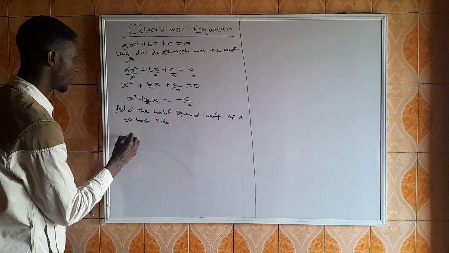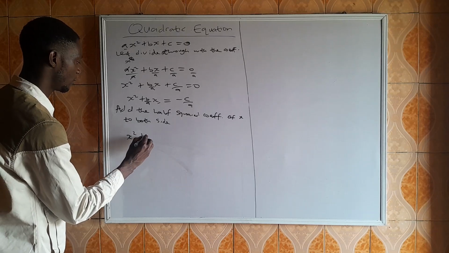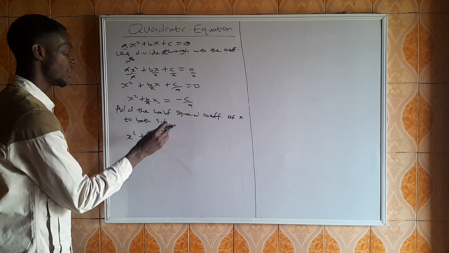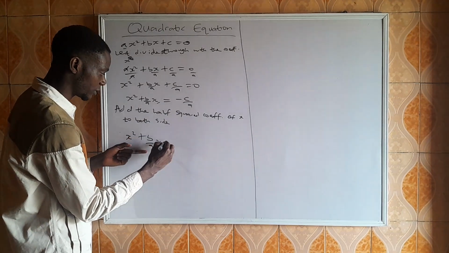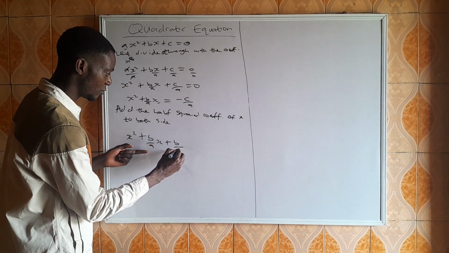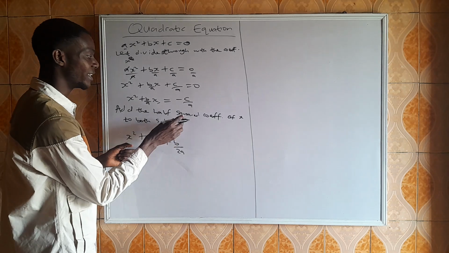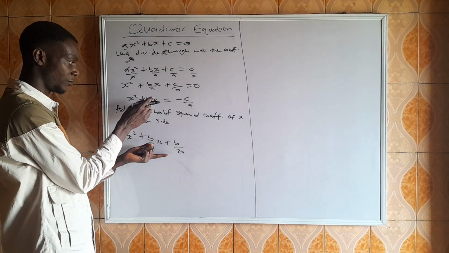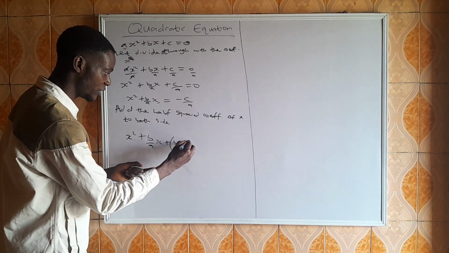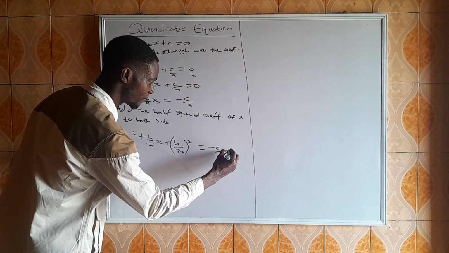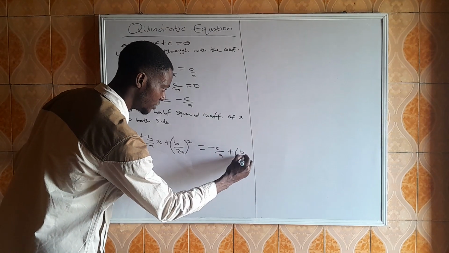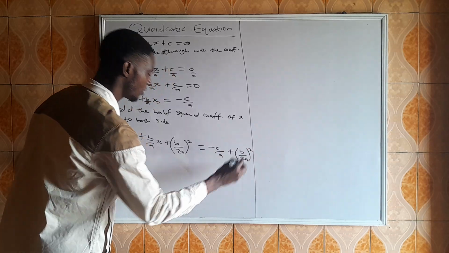Now remember, we want to add the square of the half, which is b over 2a squared, to both sides. That gives x squared plus b over a x plus b over 2a all squared equals minus c over a plus b over 2a all squared.